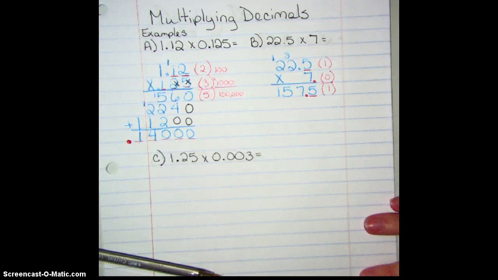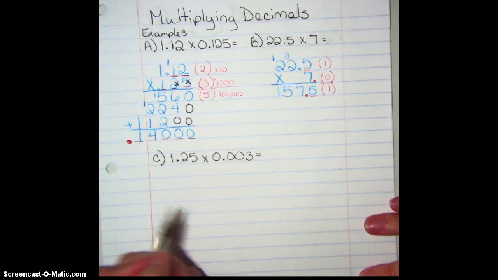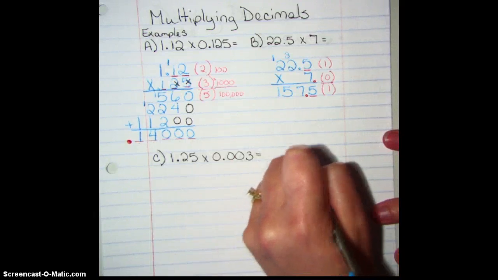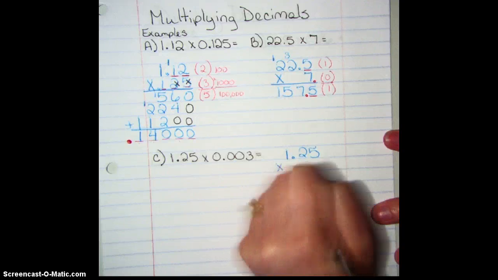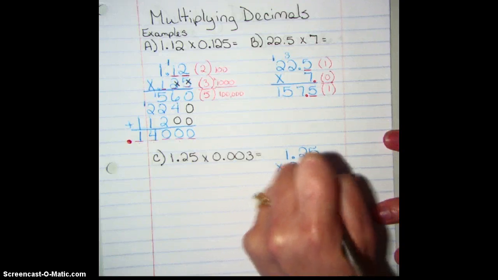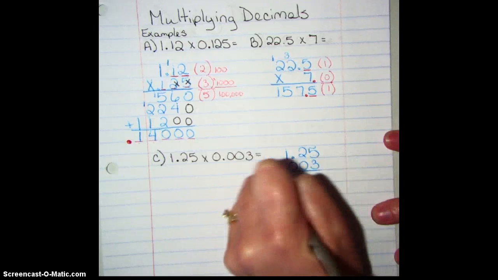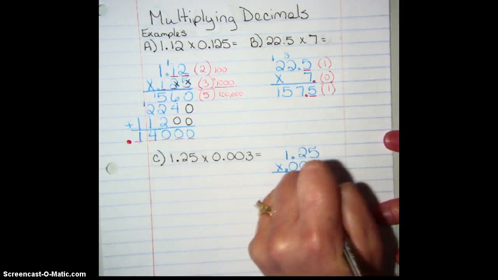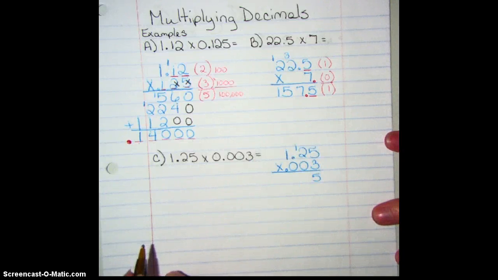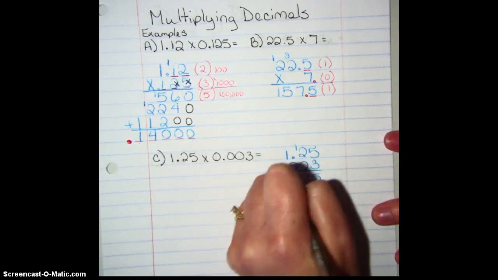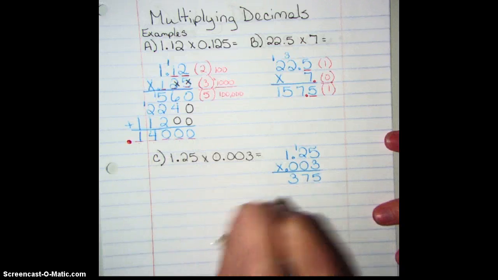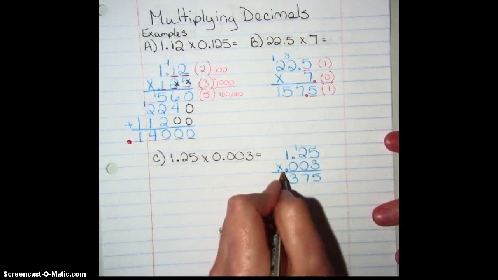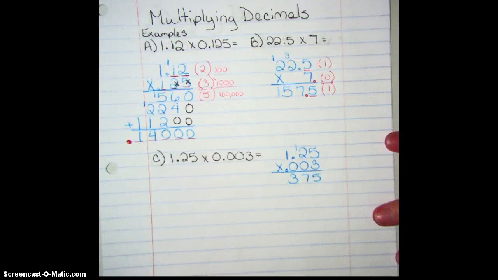So let's head on down to letter C. We've got 1 and 25 hundredths times 3 thousandths. Notice how I'm lining up the numbers, but not the decimal points. All right, so I'm going to multiply like normal. 3 times 5 is 15, carry the 1. 3 times 2 is 6, plus 1 is 7. 3 times 1 is 3. Wait a second, I already multiplied everything, so what do I do next? Oh, that's right, I have to put in my decimal point.